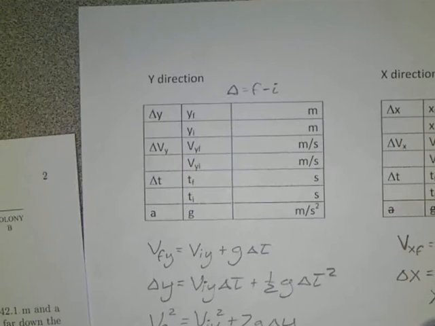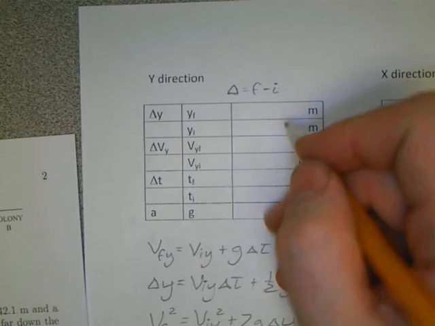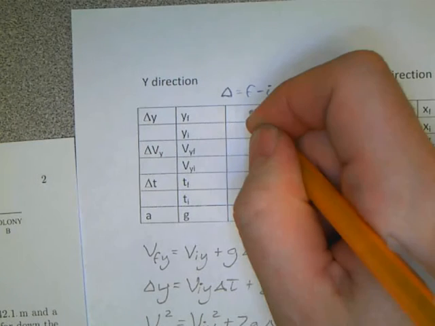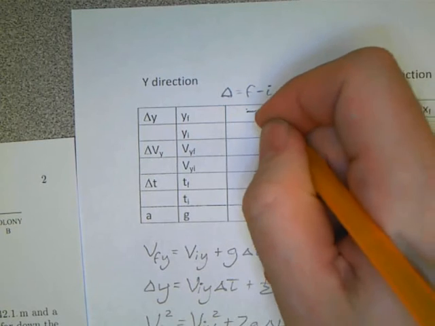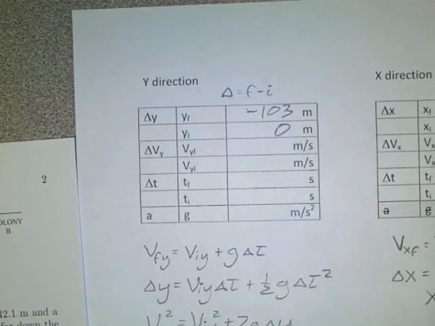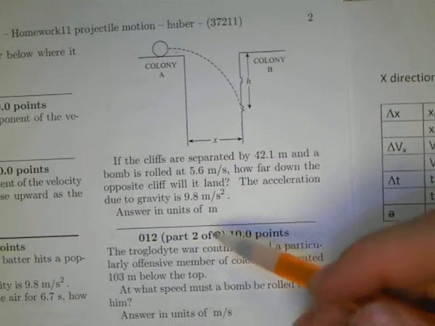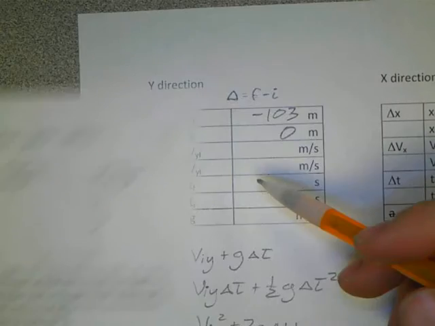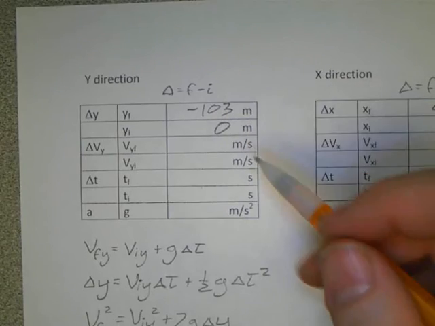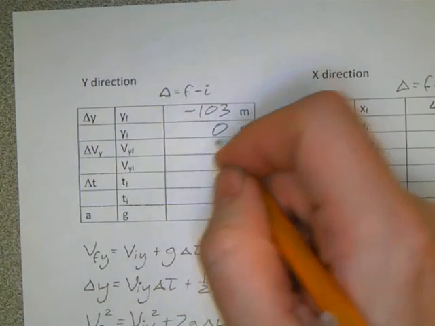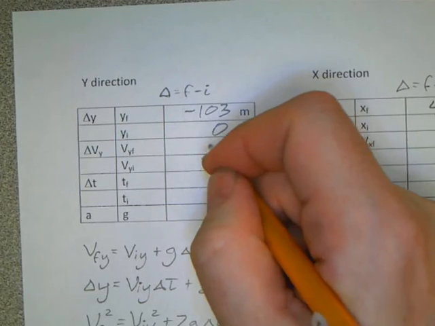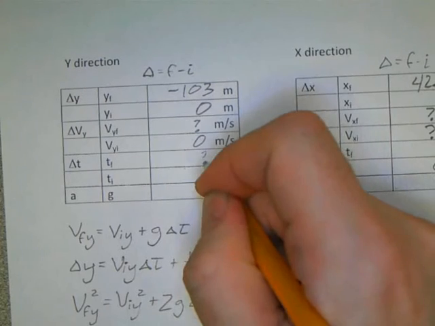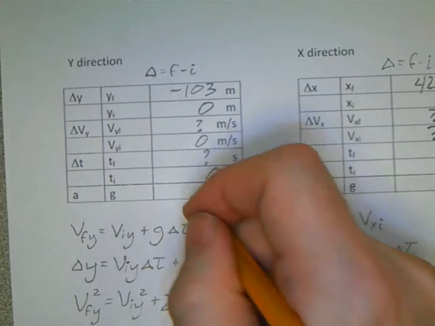On my y side, this ball starts at the top of the cliff. I'll call that 0. It's going down 103 meters, so I'll say it's minus 103 for its final position, where it said they know that the offensive member is 103 meters below the top. So that's why it's below. It's negative 103. The speed starting out going down is 0, and I don't know the final speed. Timer will start at 0, and I don't know when it turns off yet. And gravity is at negative 9.8.